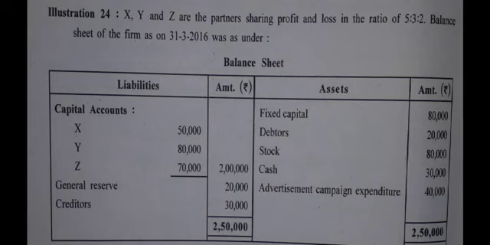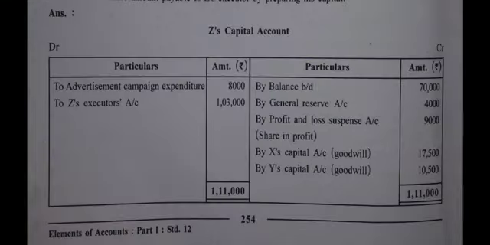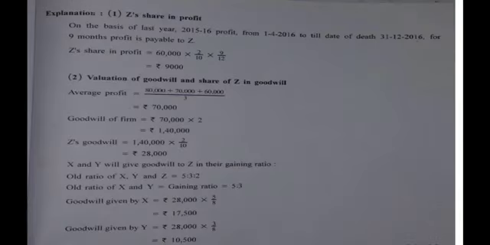Okay, your accounting year is 1/4/16 to 31/3/17. So which is the previous accounting year? Obviously 1/4/15 to 31/3/16. The date is given here. Yes, and when did Z die? 31/12/16. So 1/4/16 to 31/12/16. How many months is it? It is 9 months.